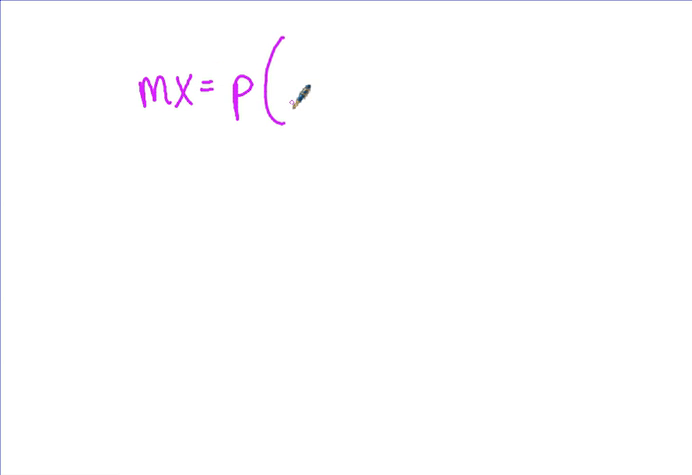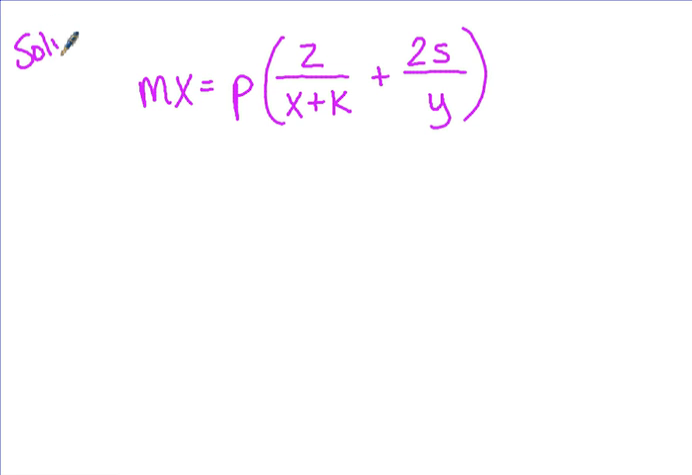Alright, this last example I want you to go ahead and complete on your own. We have mx equals p times z over x plus k plus 2s over y. Alright, and in this one, we are going to be solving for k. So go ahead and complete this example on your own, and we will check it in class.